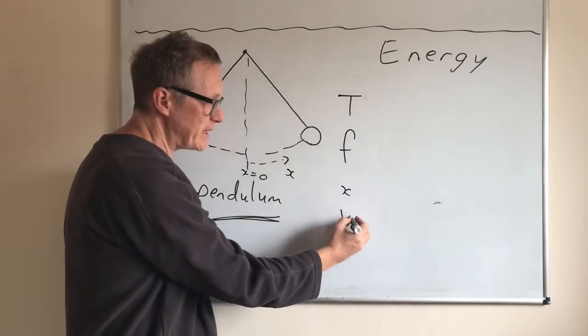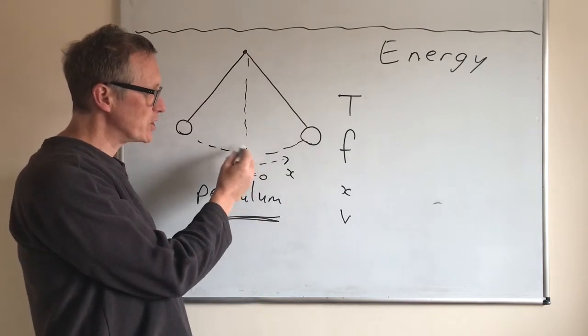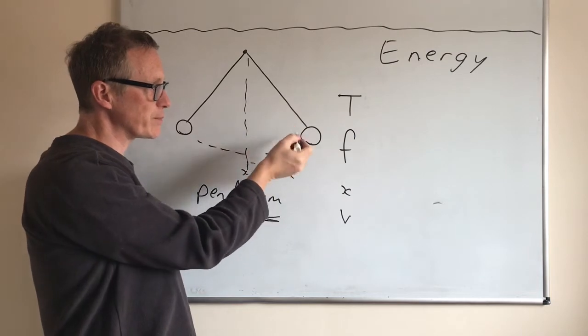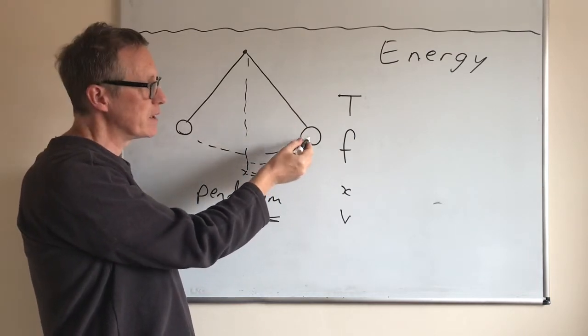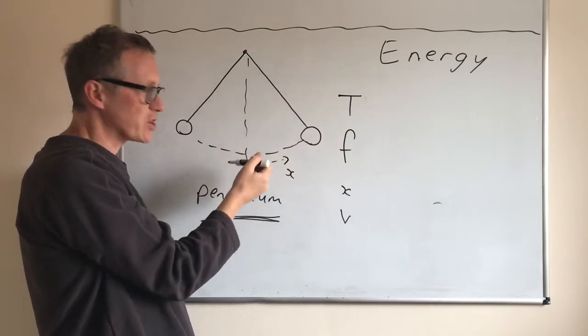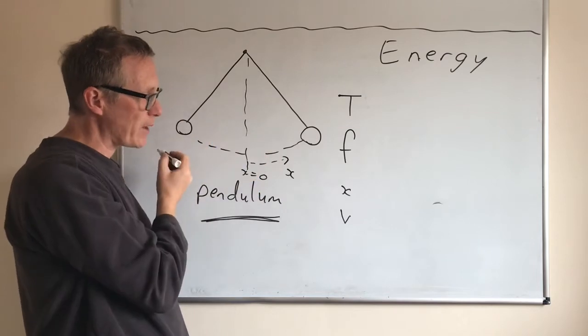Also the velocity of the object. The velocity is at maximum here as it races through the middle, slows down, stops, so zero velocity, and then now it's got a negative velocity, it's going in the other direction, and it would reach the same speed, but obviously an opposite velocity, as it swung back through.